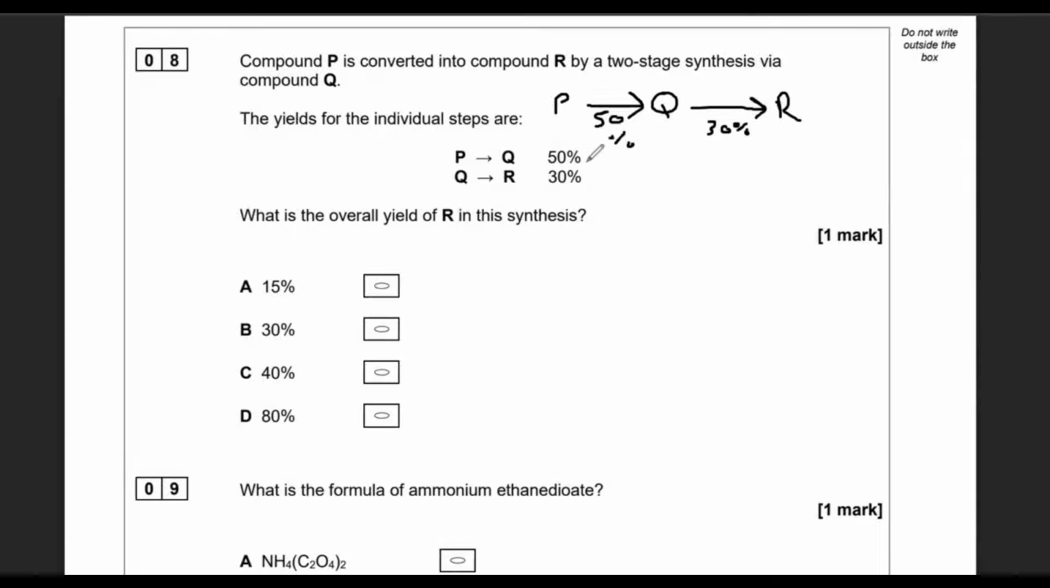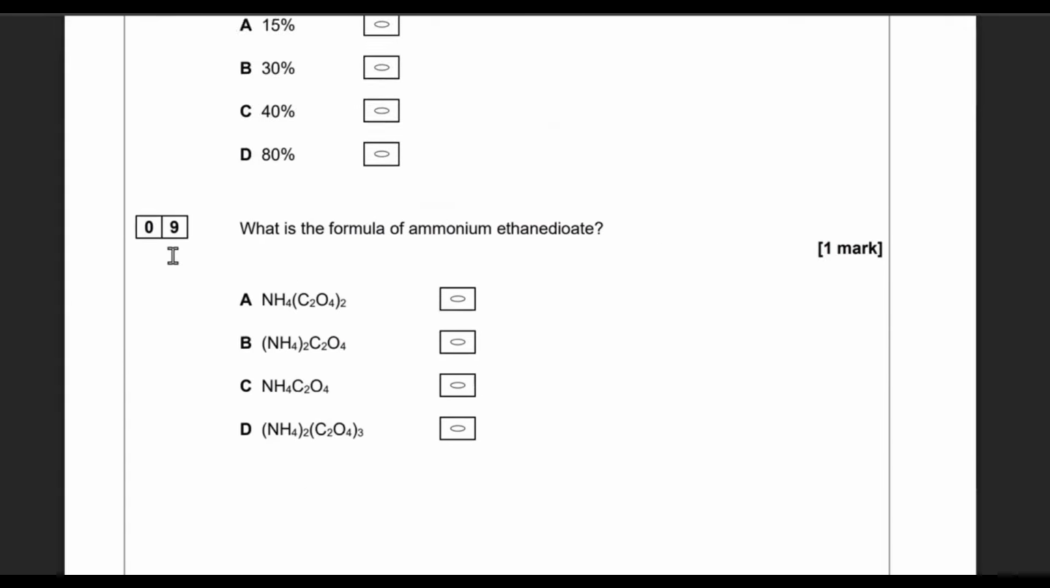Well, think about it. We're going to lose 50% of the product, or only get 50% of the product with Q. So we're going to go 100 times 0.5, 50%, and then times 0.3, which is times by 30%. So our answer is 15%. Easy peasy lemon squeezy. You know what? That was so quick. Let's do another.